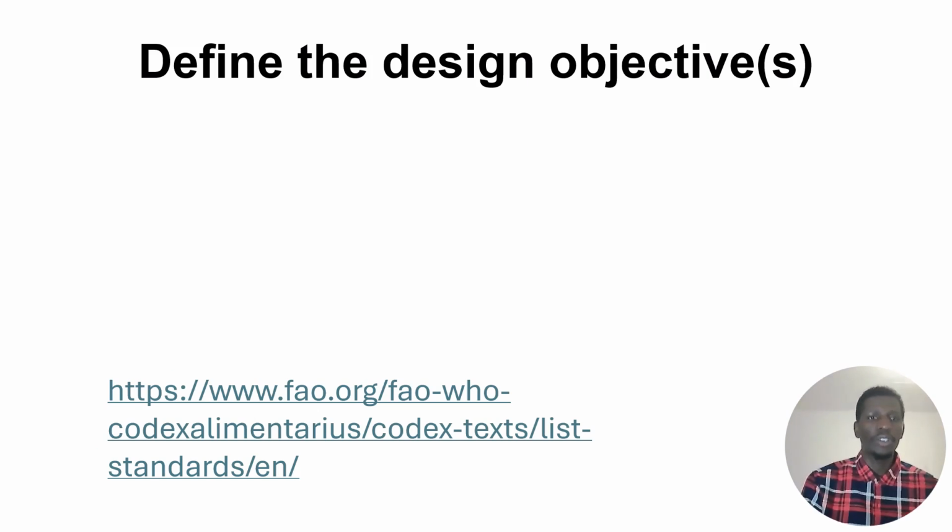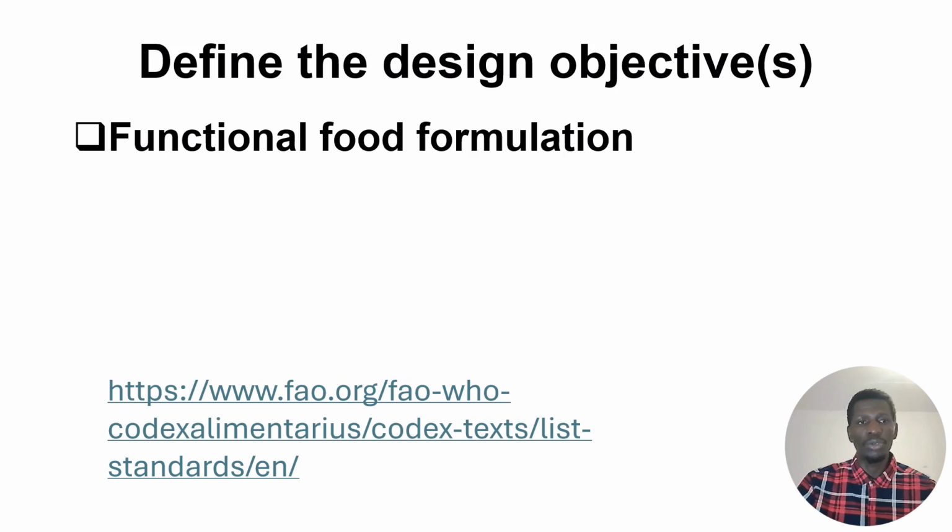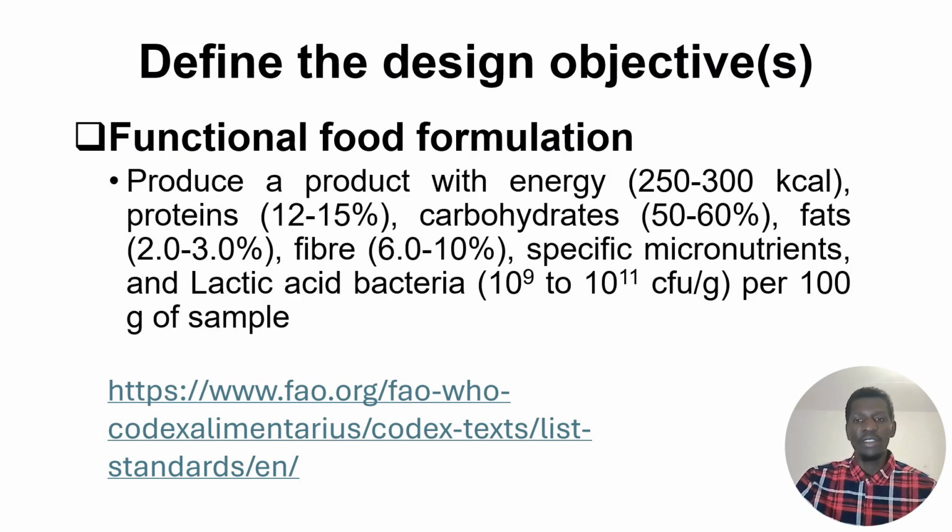After consulting literature and searching background information about the process or the product you want to formulate, the next thing to do is to define the design objective. Let's take this case study. A student who wants to formulate a functional food for the management of peptic ulcer disease. The student has defined the design objective for this dietotherapy. For it to actually be used as the dietotherapy of peptic ulcer disease, it must have an energy content ranging between 250 to 300 kilocalories.